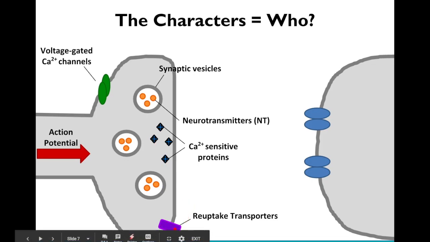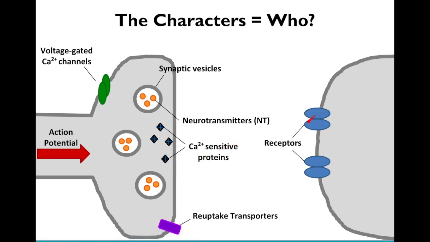Finally, this purple protein is called a reuptake transporter. This means repeat, uptake, take up, so it will take up neurotransmitters later. And here, these are receptors. They are proteins on the postsynaptic cell, and they receive the signal, or they receive the neurotransmitters.